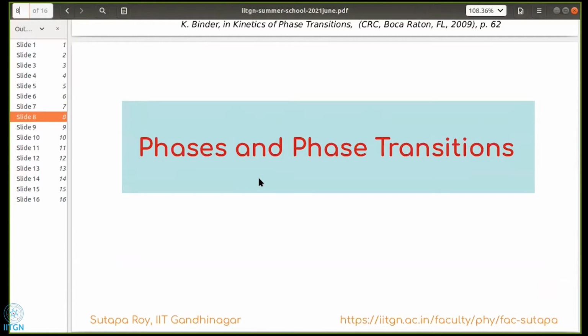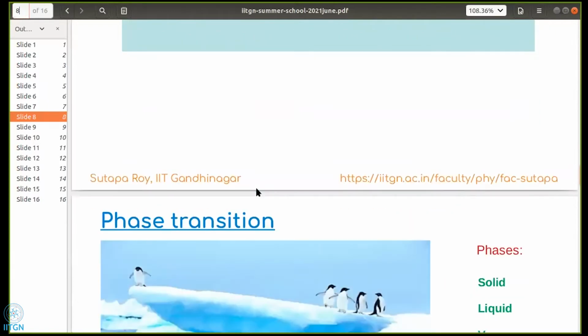And this is something I assume that most of you have already come across in your MSc classes in the textbook. Nevertheless, I'm going to give you a brief recap of those things. It might be a bit new to some of you as well. So let's get into the first topic, which is mainly phases and phase transitions. So what do we mean by phases?